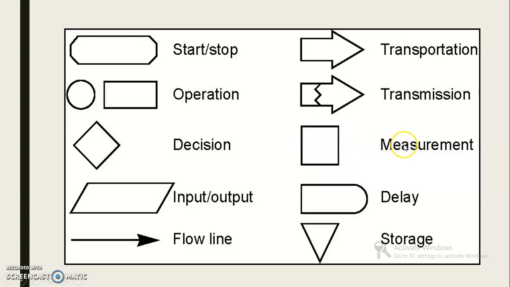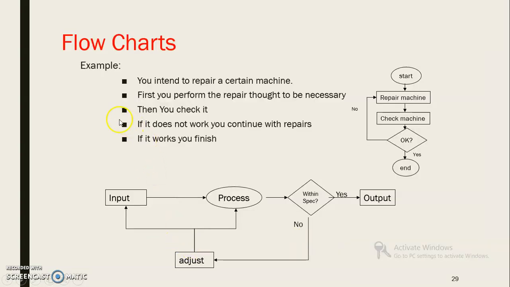Then this square is for the measurement, inspection, right? So this parallelogram is input or output. So this D shape is for the delay, means waiting either for processing or for the inspection. This is the flow line, and this is the inverted triangle for the storage of material. It is either raw material or finally finished product, or it may be an intermittent sub operation where there is need of storage, right?